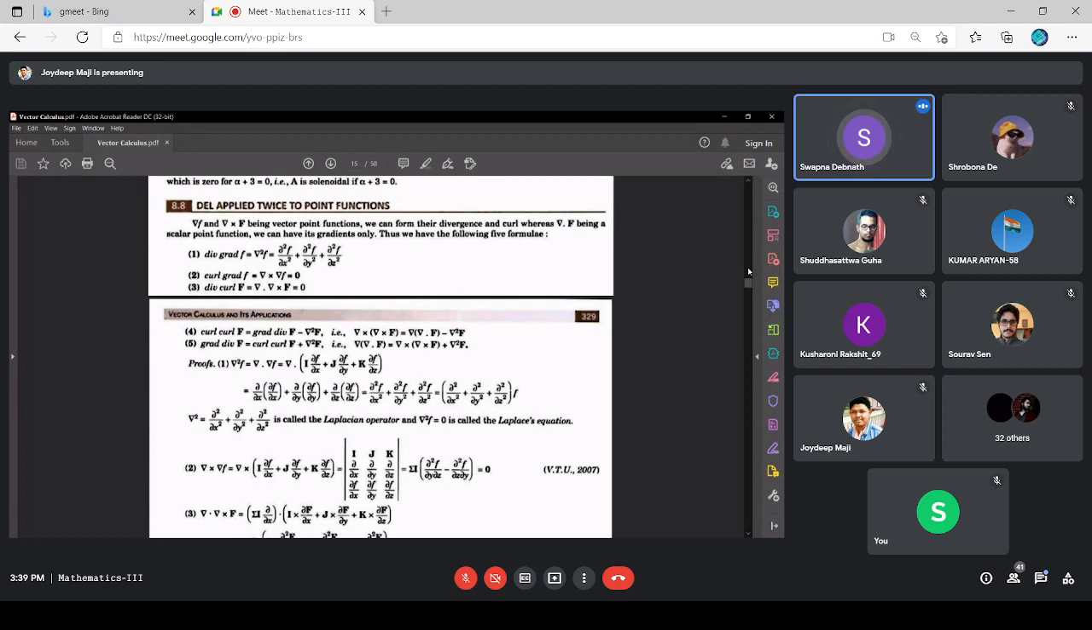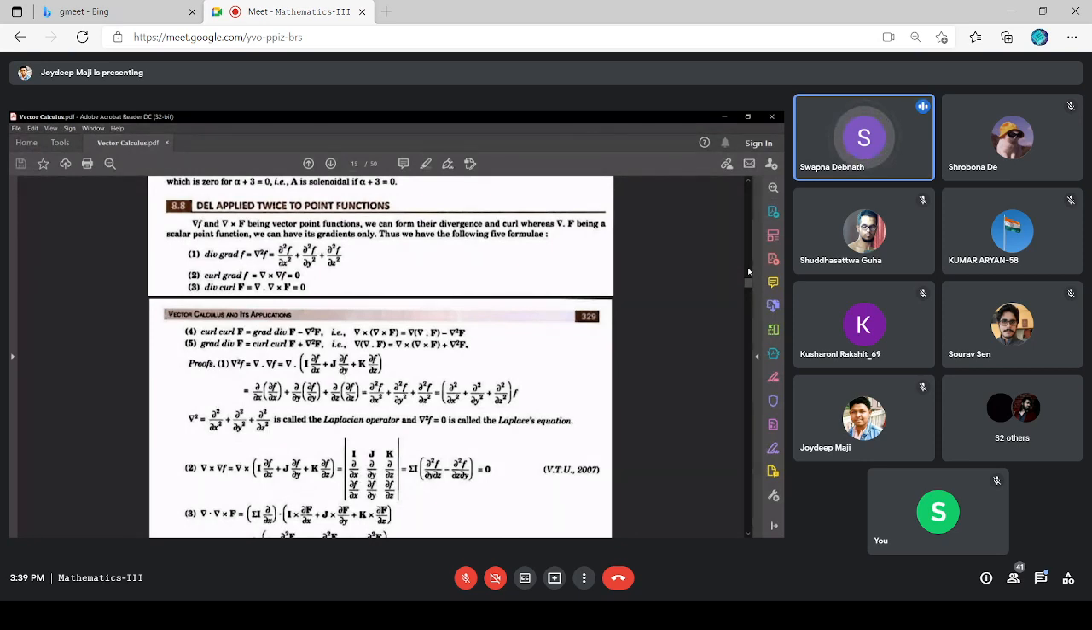Now divergence grad phi, grad f. f is a scalar quantity, grad f is a vector quantity, and divergence of grad f. What will be the formula? Divergence means del dot of del f. That is divergence grad f. That is equal to del square of f. Take a pen and paper. We just see what is the divergence grad f formula.